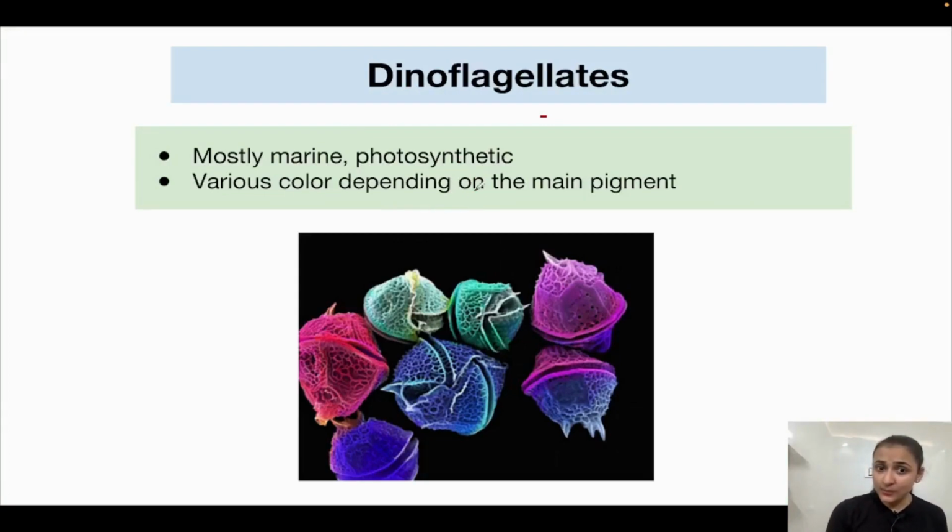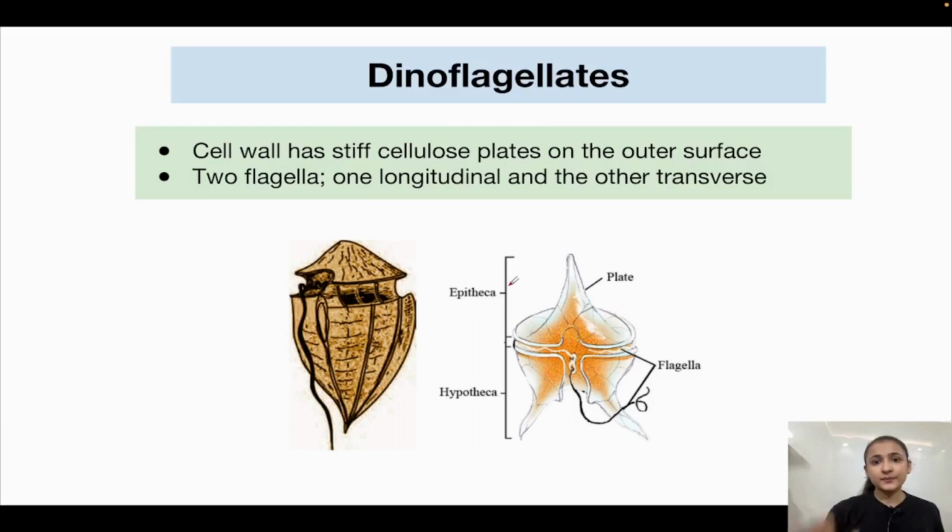They have photosynthetic mode of nutrition, and they are mostly marine, that is they are found in seawater. They are of various colors depending upon the main pigment present in their cells. They could be red in color, blue, green. It all depends on the color that is present in their cells.